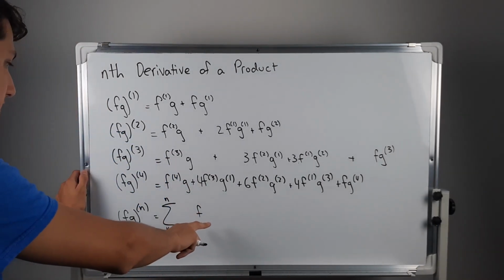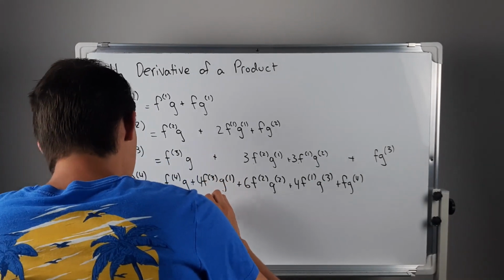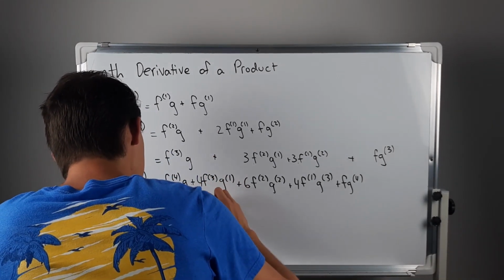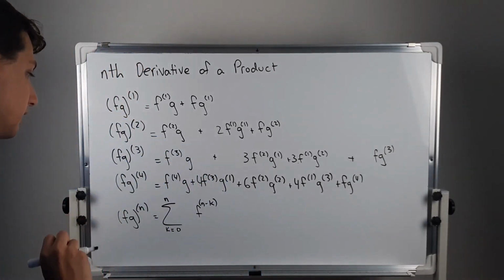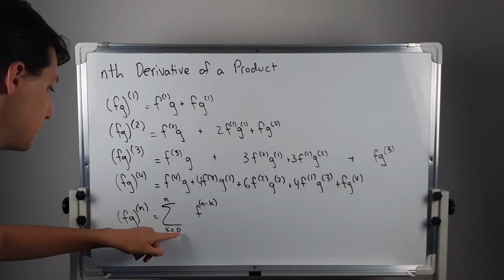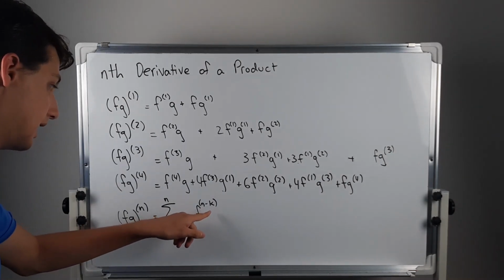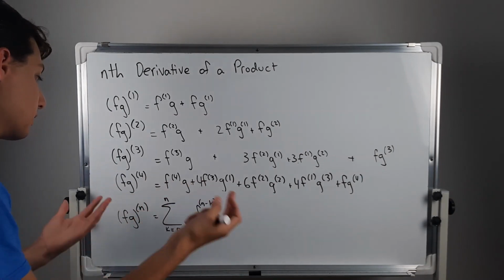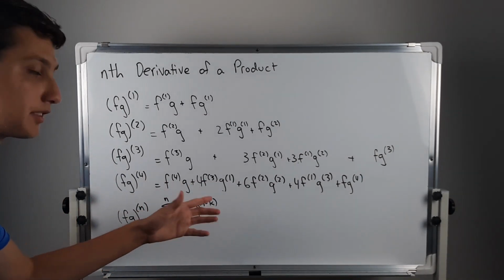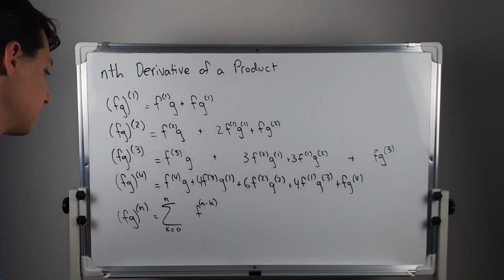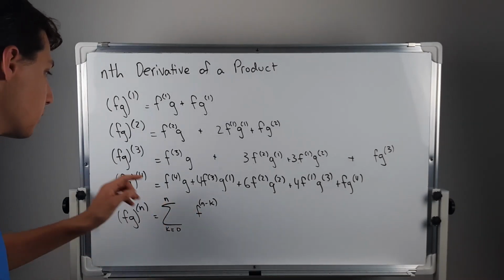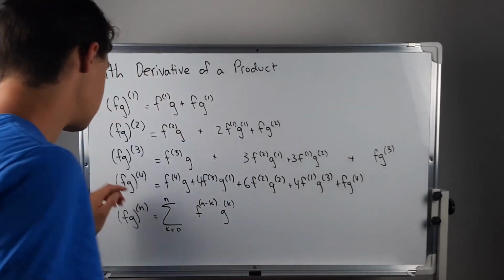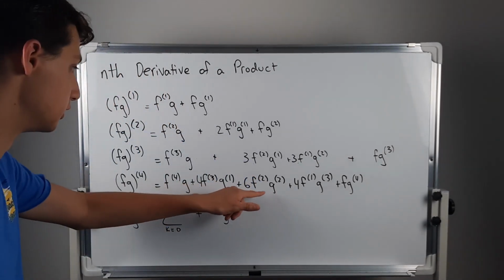So f, we're going to do the n minus k derivative, right? So in this case, it's going to be n minus 0, that's just n, so f to the n, the nth derivative, so 4, makes sense. Hopefully you see how that makes sense there. And then we're also going to be multiplying by g, the kth derivative, because we're starting at 0, then 1, then 2, then 3, then 4.